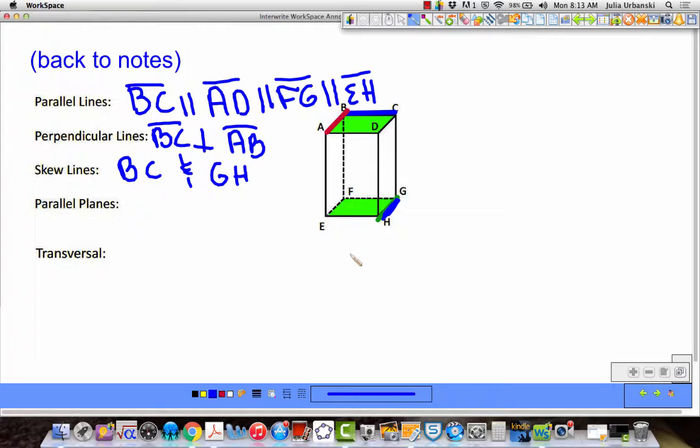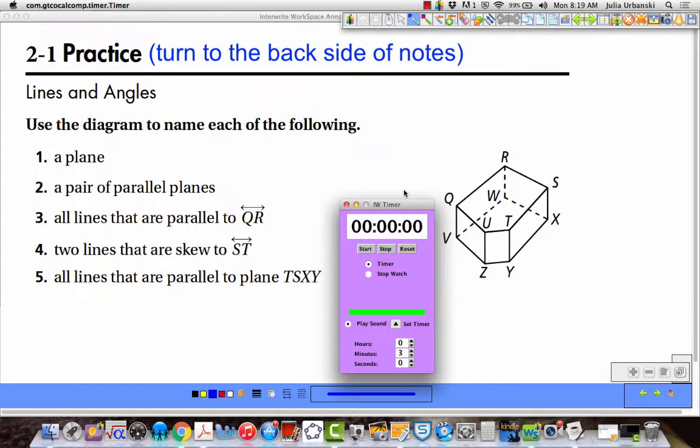Parallel planes is different because it's a whole flat surface, that's a plane. So you could have plane ABCD, that's the green one on top. What plane would be parallel to that? The FGH. Good. And you write them in the same order going around the edges, bottom of the box. All right, let's see how you did with these.